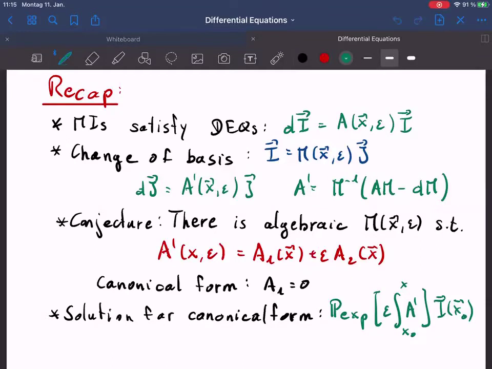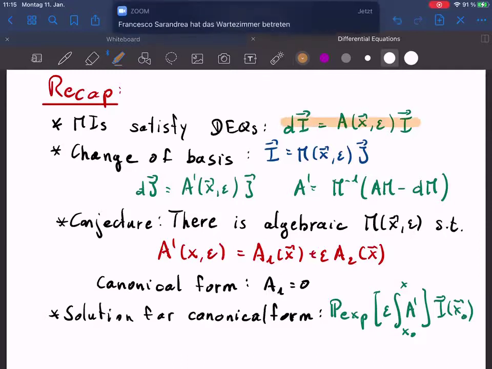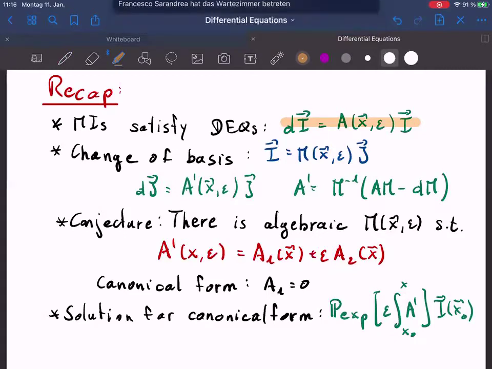We said last week that after IBP reduction, master integrals satisfy differential equations, and they all generically come out to be of this form. So I is a vector of master integrals, and A is a matrix that, if it comes out of IBPs, is rational in your kinematic variables and in epsilon.